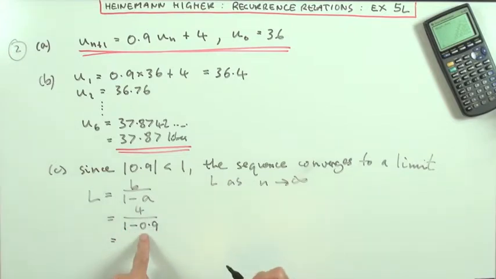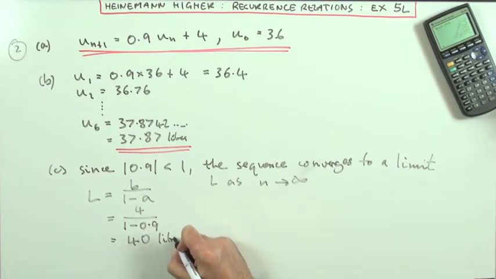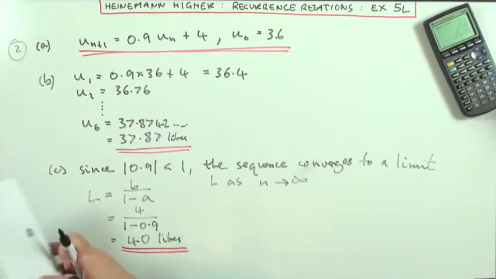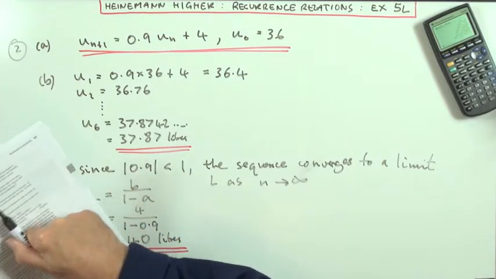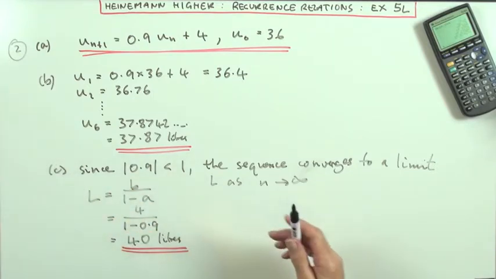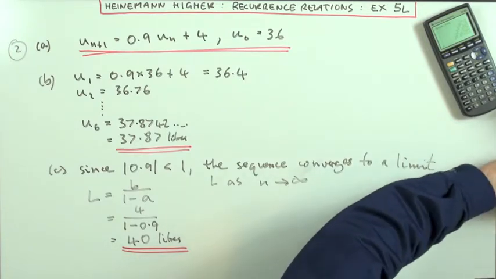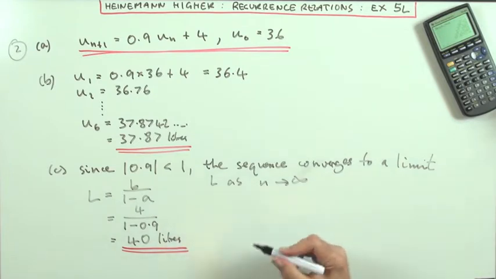Well, you can see the answer to that. 0.1, 4 divided by 0.1, 40 divided by 1, 40. So there's a limit of 40 litres. I'll have to answer the question properly, because the question's saying, is the engine in any danger of overheating? Well, I'll have to say yes or no, but I'll have to say yes or no with justification.